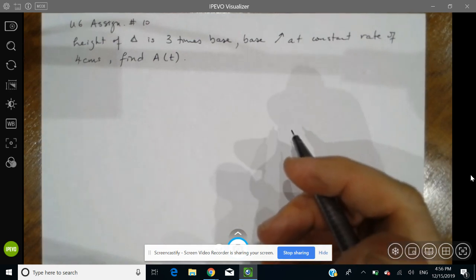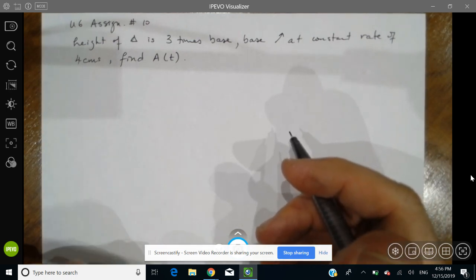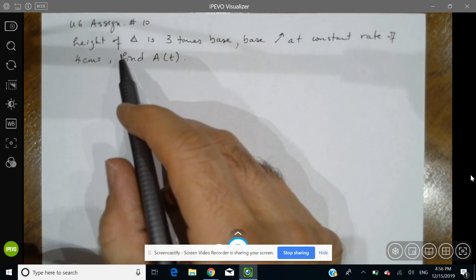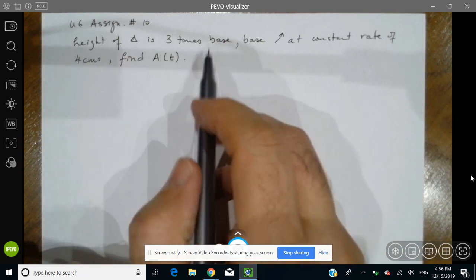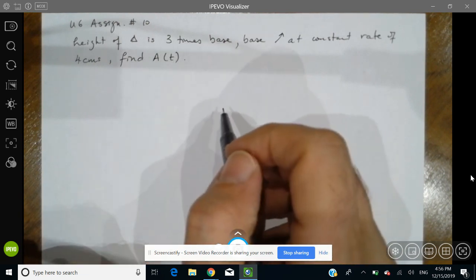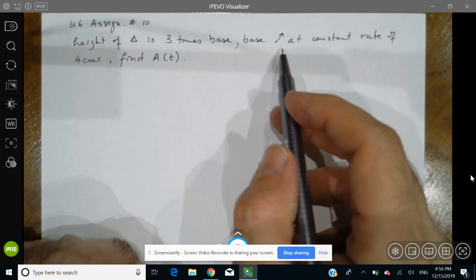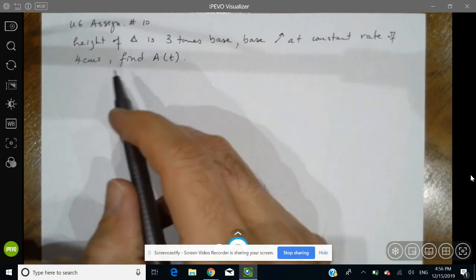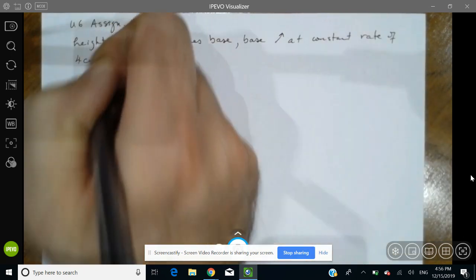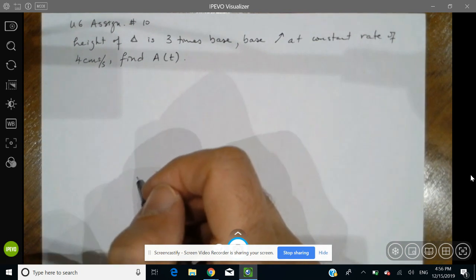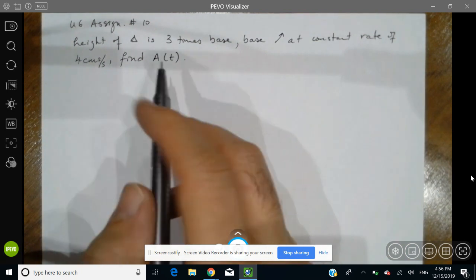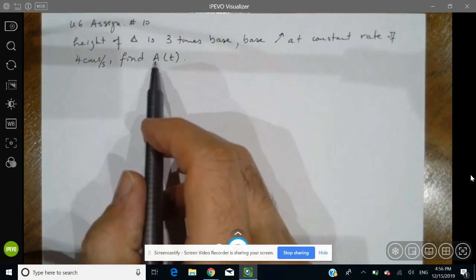Hi folks, we're going to take a look at number 10 from the Unit 6 assignment. So here they tell us that the height of a triangle is three times its base, and that the base is increasing at a constant rate of 4 centimeters per, I believe it's seconds. And then they want us to find a formula for the area with respect to time.